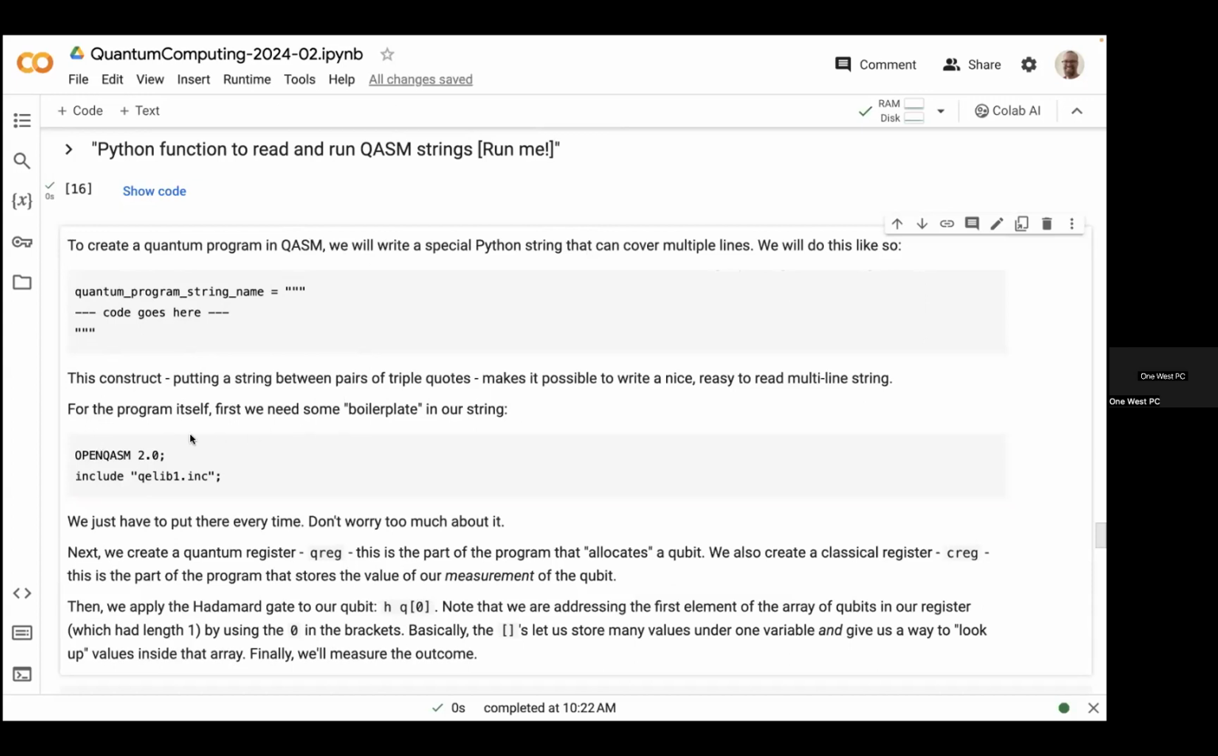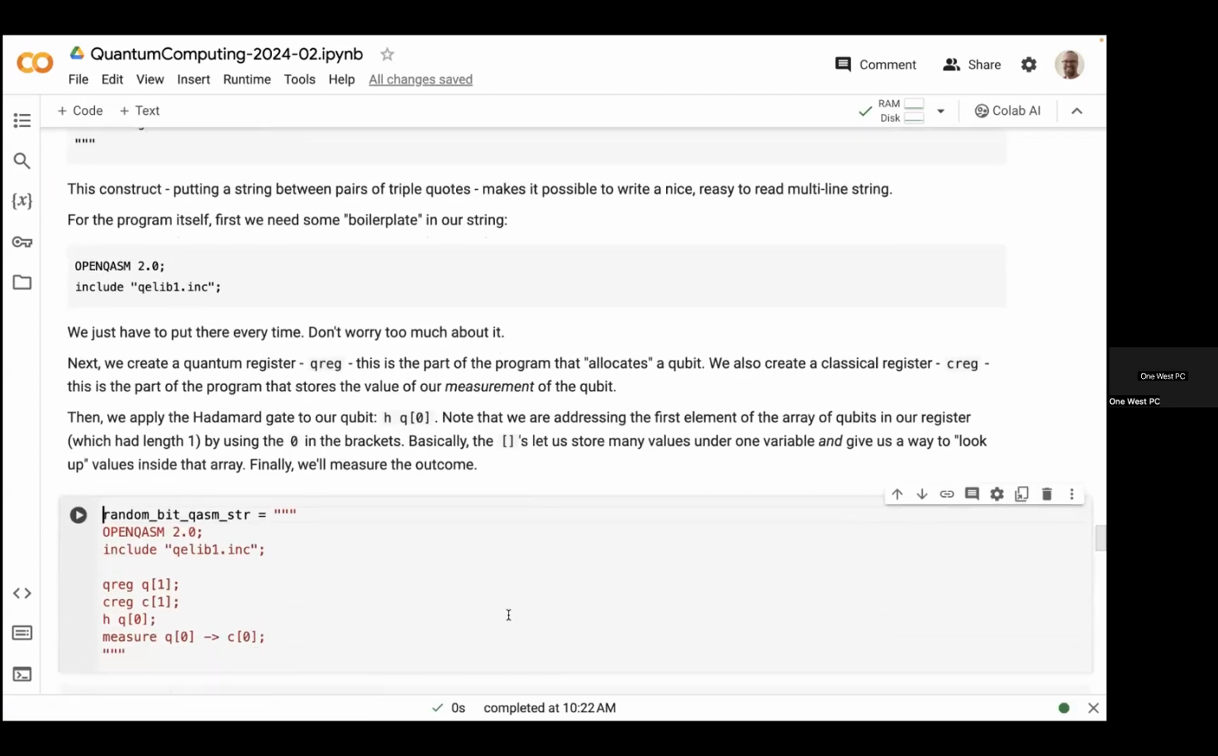All right, for the program itself, you need some boilerplate. You've got to put this OpenQASM 2.0 and this include qelib1.inc at the top. You just do that. You don't worry about it. And then now we're going to do a little bit of coding because we want to do this H and a measurement. So we have to create a quantum register to hold our qubit, right? And we have to create a classical register to hold the result of the measurement. And we have to operate with our Hadamard gate on the first element of our quantum register. So that's what this h q[0] thing here is, right? And then this is what the string looks like when we've got all that together.